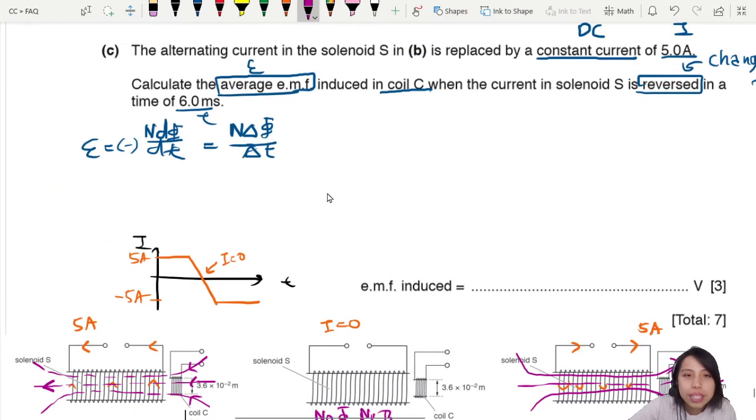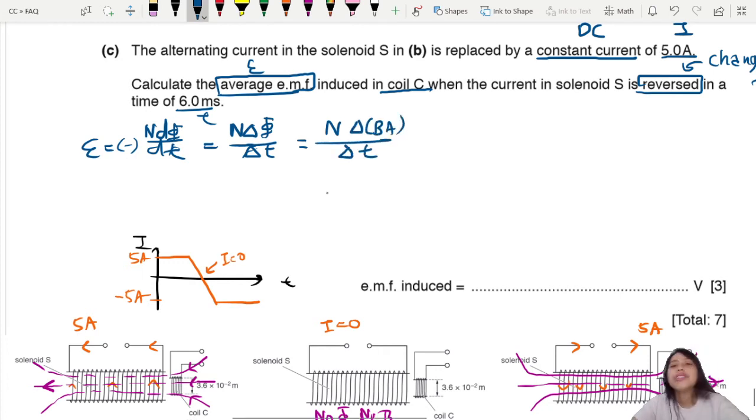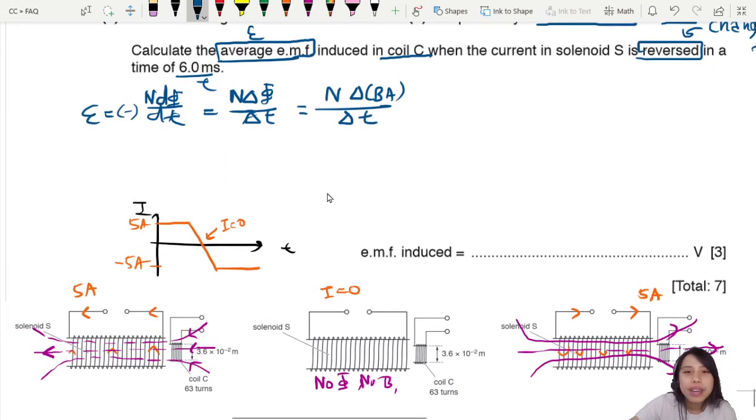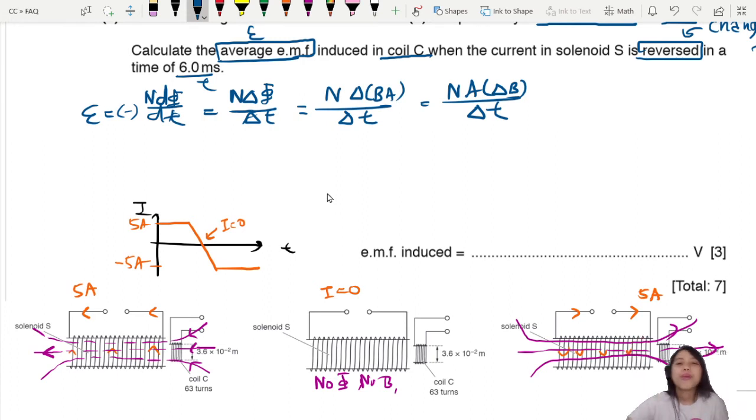Okay, so let's expand this a bit. This one will be N times delta BA over delta t. B is changing. Area is not changing, right? You didn't change the shape of the coil, no. Area is still the same. So you can take it out of the delta. So this will be NA times delta B over delta t. You could go a further step and talk about delta I, but it's okay. We'll do this. So if you can find delta B, you can solve this problem.